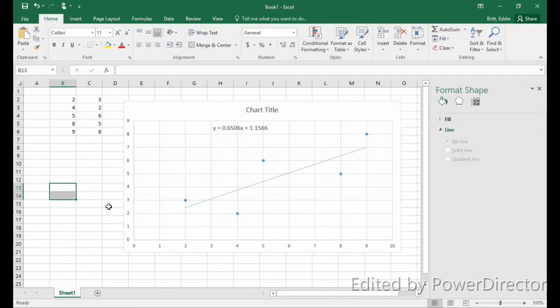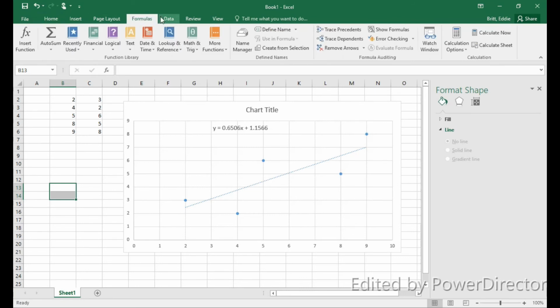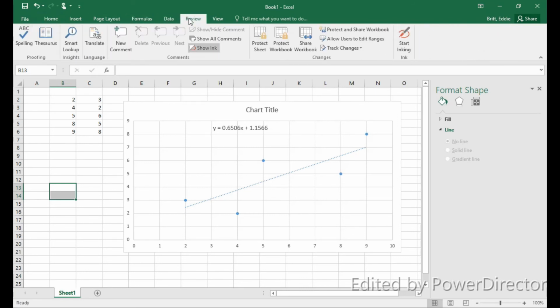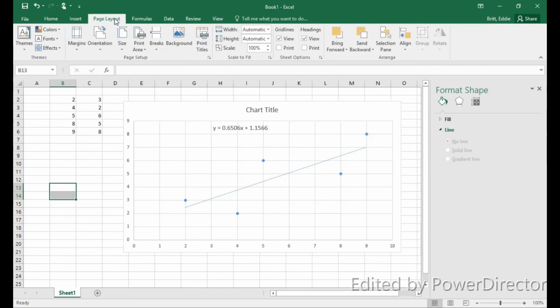Has anybody tried this on their cell phone? I tried to do it in Excel with my phone. It had the chart design, but it didn't have the option to put the line on. You couldn't have it. So you couldn't figure it out? I ended up figuring out how to do it on the calculator.